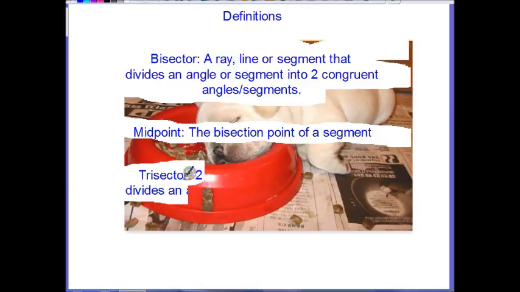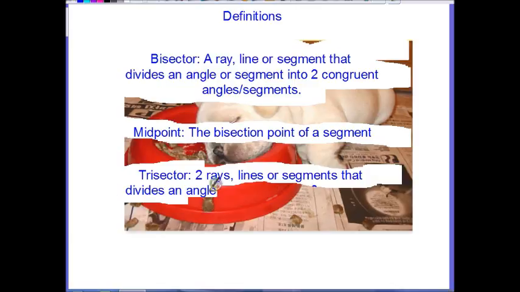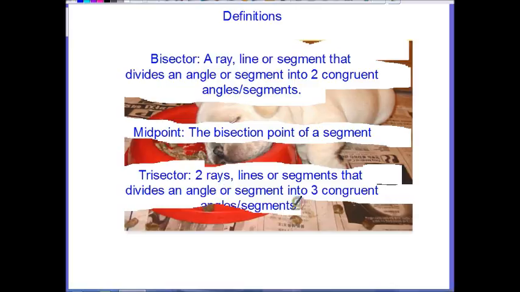Next, we have the definition of a trisector. Two rays, lines, or segments that divide an angle or segment into three congruent angles or segments. And that's the definition of a trisector.